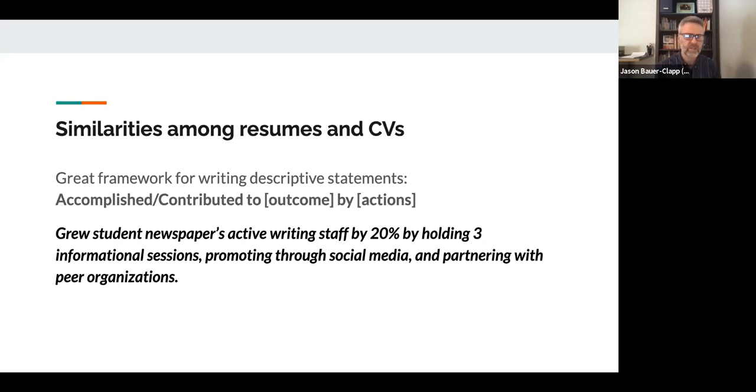So this example, just a basic demonstration of this: grew student newspaper's active writing staff by 20%. So that was the achievement. It's quantified. And then what did this person do to help make that happen? So there's a lot of data there, and it provides a lot of information for a reader to appreciate not just what the result was, what the outcome was, but what were some specific things that this person did to help make that happen. Okay.